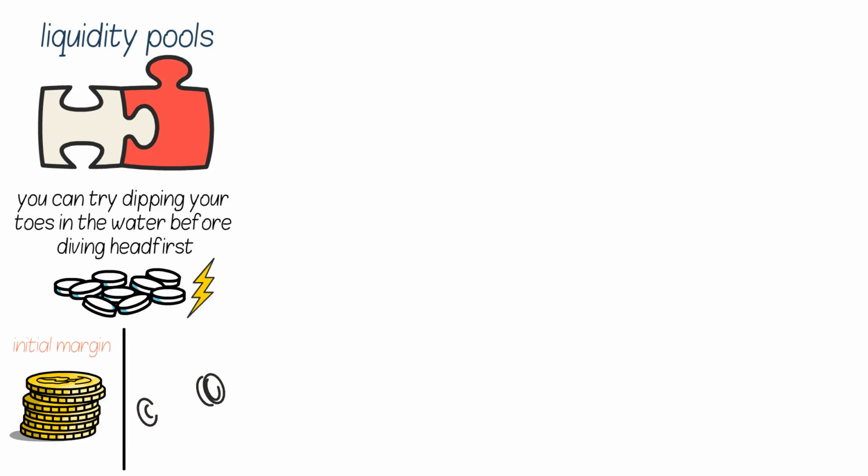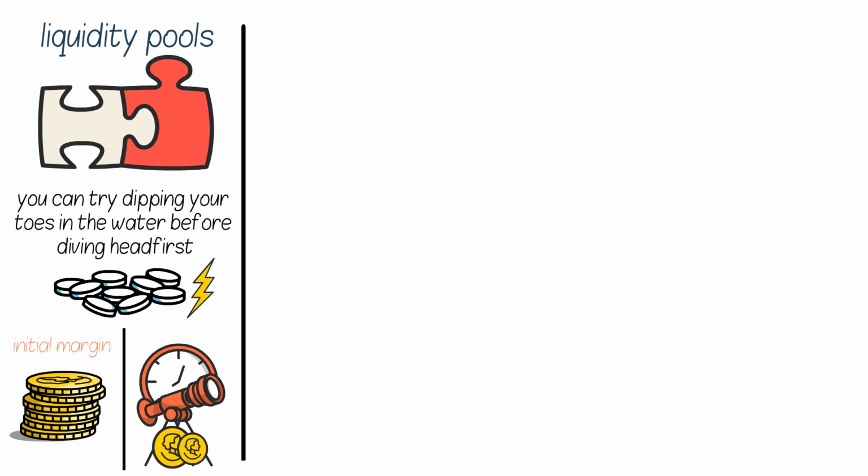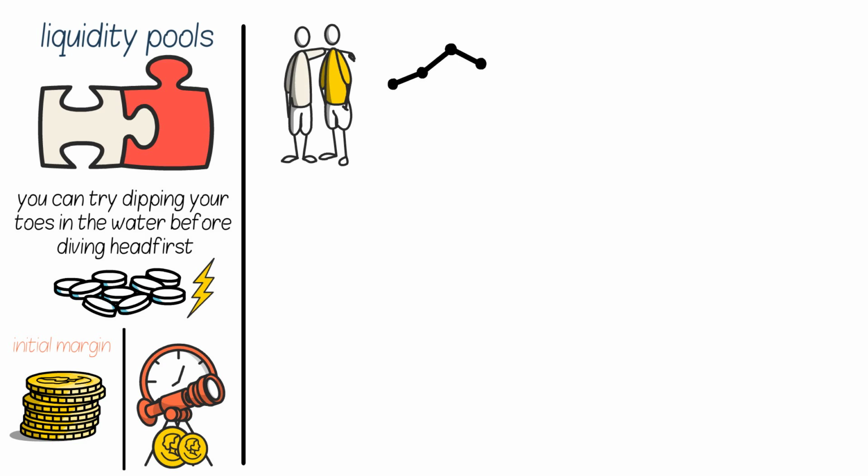This is to ensure that liquidity providers don't just leave the pool immediately after there's a big move in the market. The initial margin is there to give liquidity providers a chance to adjust their positions and make sure that they don't get taken out by the market.